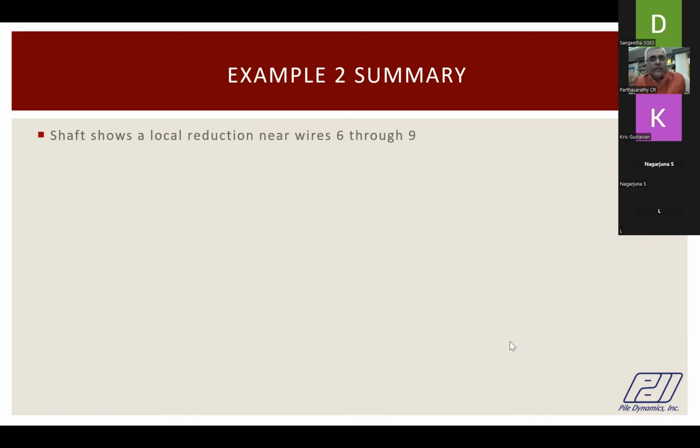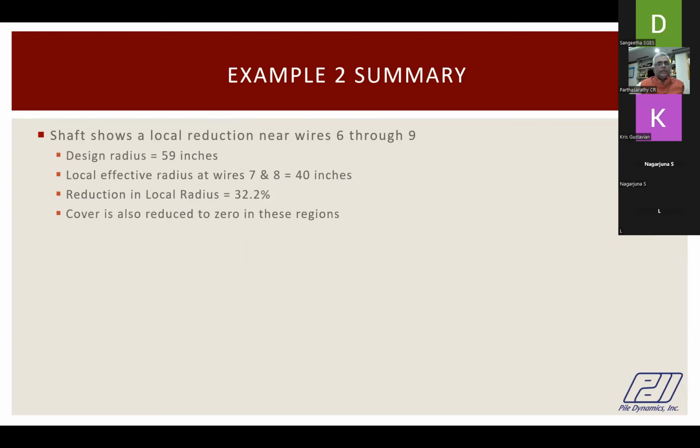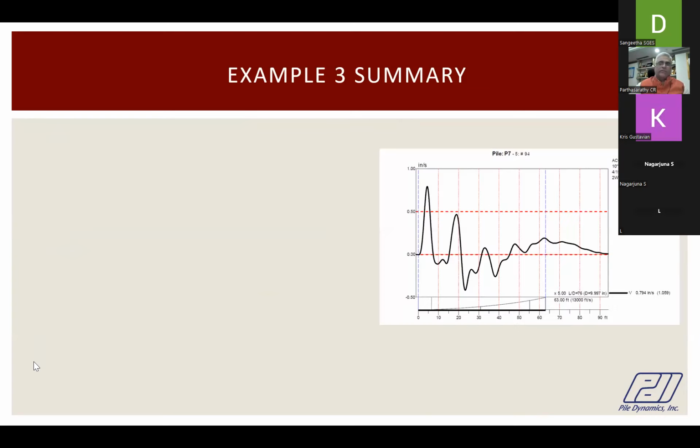The shaft shows a local reduction near Ys 6 through 9. Then they were able to find the defect. The reduction local radius is 32%. The coring was done in several locations, but 7 and 8 were critical. They hydroblasted and remediated. So this is a PIT result.